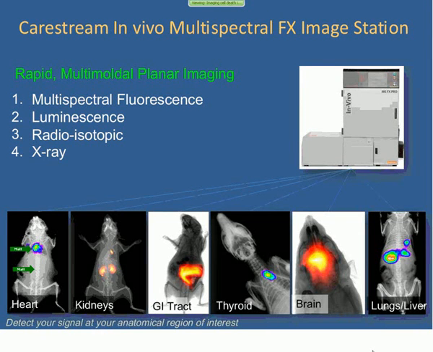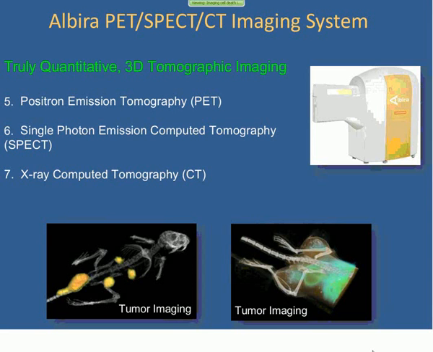You can collect a variety of signals, whether they're multispectral fluorescence, luminescent, or radioisotopic, and overlay those on an X-ray to perform something called multi-modal imaging, where you use the X-ray as an anatomical map to look at the anatomical origin of your various signals. And here you can see we have a variety of signals emanating from the heart, kidneys, GI tract, thyroid, brain, lungs, and liver, and of course we have many other examples.